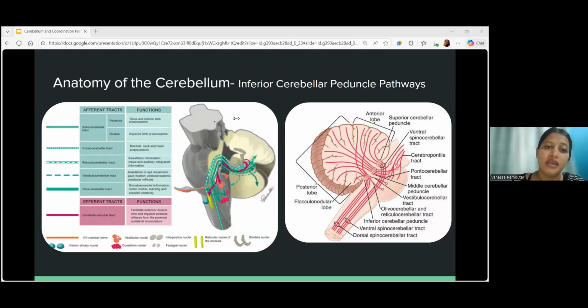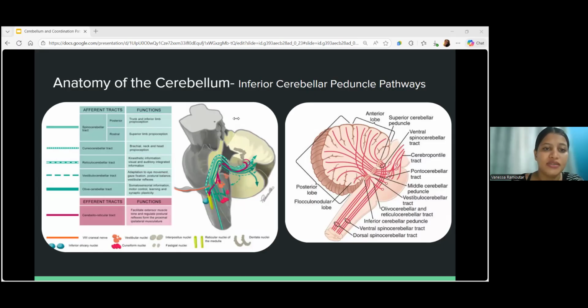Lastly, we have the inferior cerebellar peduncle. It is primarily afferent, but also contains some efferent pathways. The afferent pathways include the dorsal or posterior spinocerebellar tract. This takes proprioceptive information from C8 to L2 and 3. They arise from the ipsilateral thoracic nucleus going to the ipsilateral cerebellum.